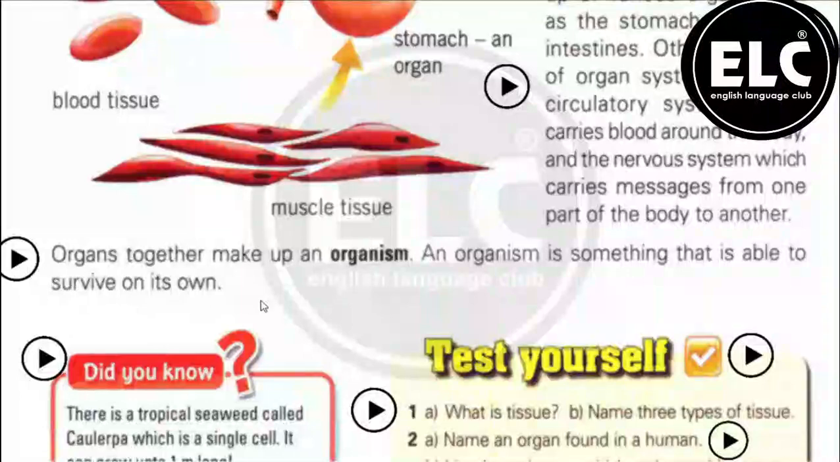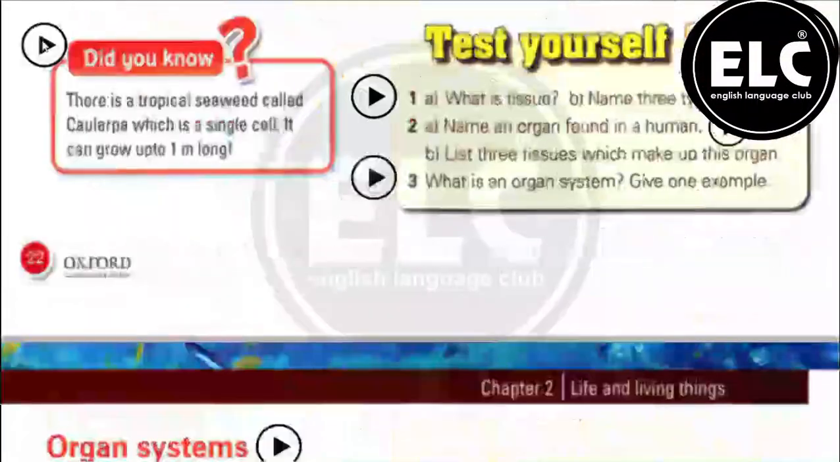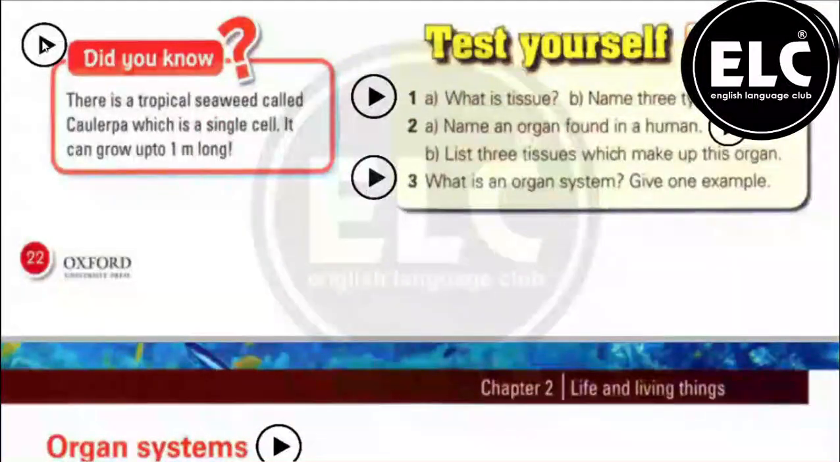Organs together make up an organism. An organism is something that is able to survive on its own. Did you know? There is a tropical seaweed called caulerpa which is a single cell. It can grow up to 1 meter long.